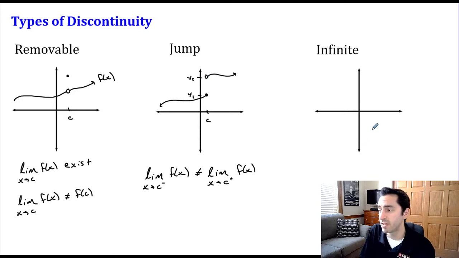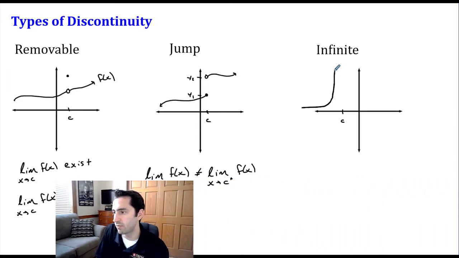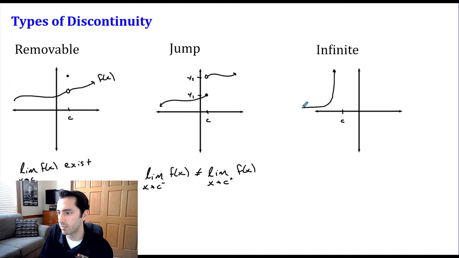So our last type of discontinuity is infinite discontinuity. What this one means is that as our limits approach this value of c, our limits are actually approaching positive or negative infinity. So for example, maybe my function looks like this. As I approach from the left, as I get closer to c, maybe my function shoots way up and it keeps going up to positive infinity. On the other side, as I approach from the right, maybe it shoots down and it goes towards negative infinity.